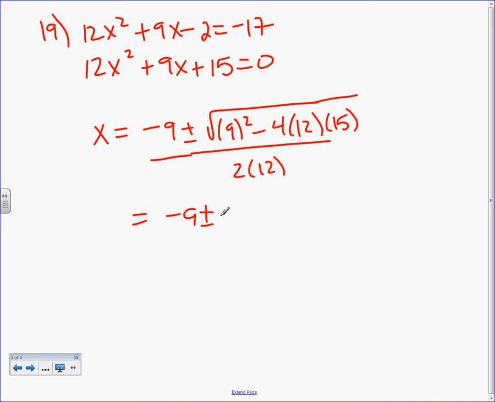Negative 9 plus or minus. What's 9 squared? 81. What sign does all this get? 1 minus sign, and then ignore it. You're done with that. And 4 times 12 times 15. You can use a calculator for that.